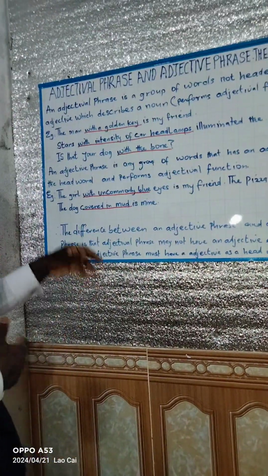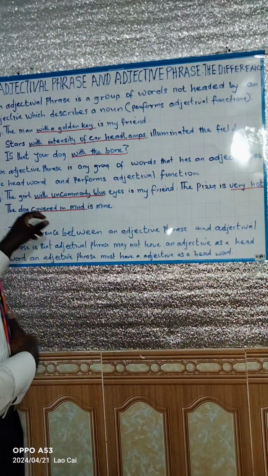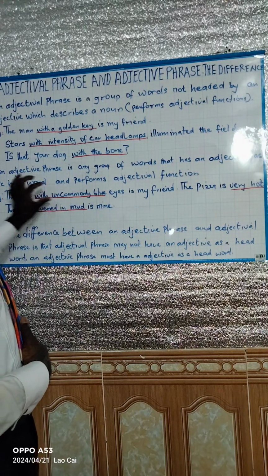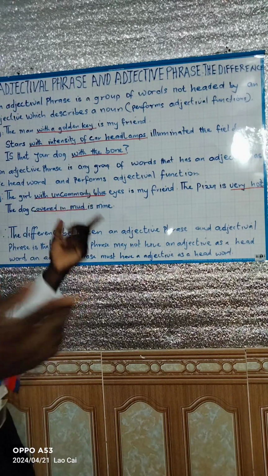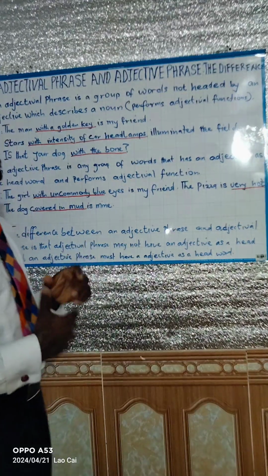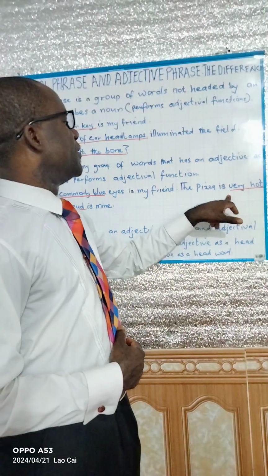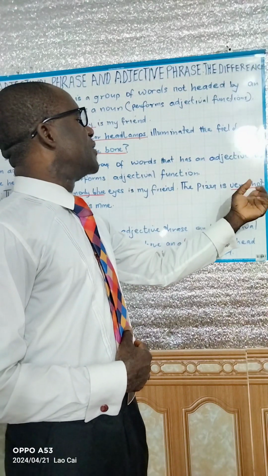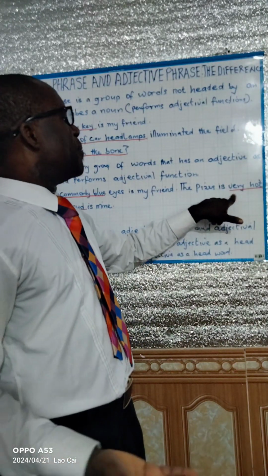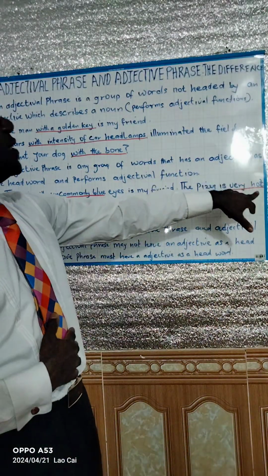Let's take some examples. Now, the girl with uncommonly blue eyes is my friend. Now, the expression with uncommonly blue eyes, with uncommonly blue, is an adjective phrase because it contains the adjective blue. Okay? So, another example: the pizza is very hot. The pizza is very hot. Now look at the expression very hot. Now, this hot here is an adjective, of course. Then, of course, very is an intensifier depending on how you want to look at it. But the point is that the expression very hot is an adjective phrase because it contains an adjective.